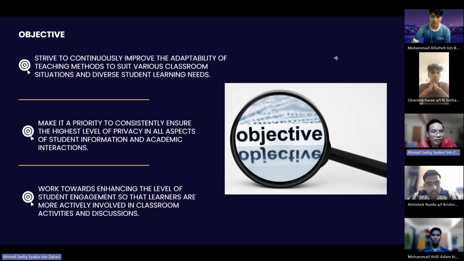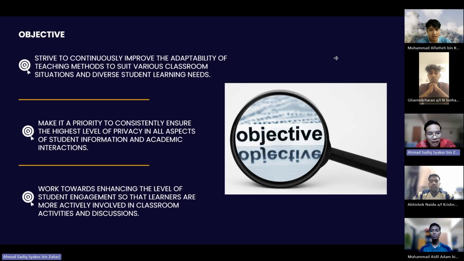Next is the objectives. We have three objectives. The first is to strive to continuously improve the adaptability of teaching methods to suit various classroom situations and diverse student learning needs. The second is to make it a priority to consistently ensure the highest level of privacy in all aspects of student information and academic interaction. The last is to work toward enhancing the level of student engagement so that learners are more actively involved in classroom activities and discussion.